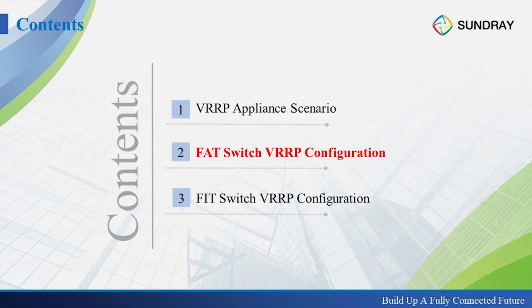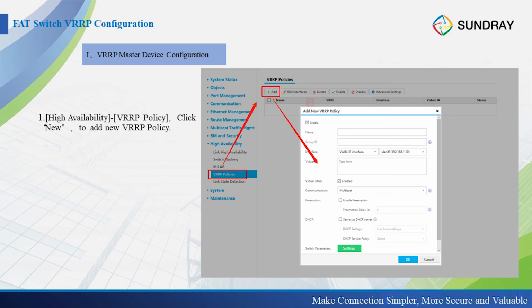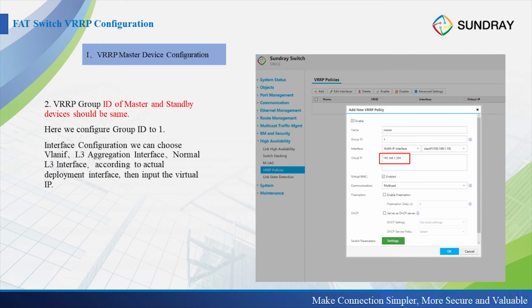So the next is about the VRRP configuration. For the VRRP, the first thing is we need to configure the VRRP master device. For the FAT AP mode, we go to High Availability, VRRP policies, and add a new VRRP policy. We give it a virtual IP address.